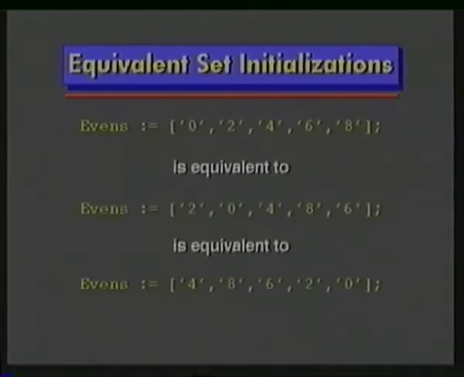There's one more thing to note about sets. The order in which elements are listed doesn't matter. Here are three equivalent ways of initializing the set of even digits. It doesn't matter which of these you use. In fact, you could initialize the set with any permutation of these characters. Any operation on the set will behave the same way regardless of how the set is initialized.